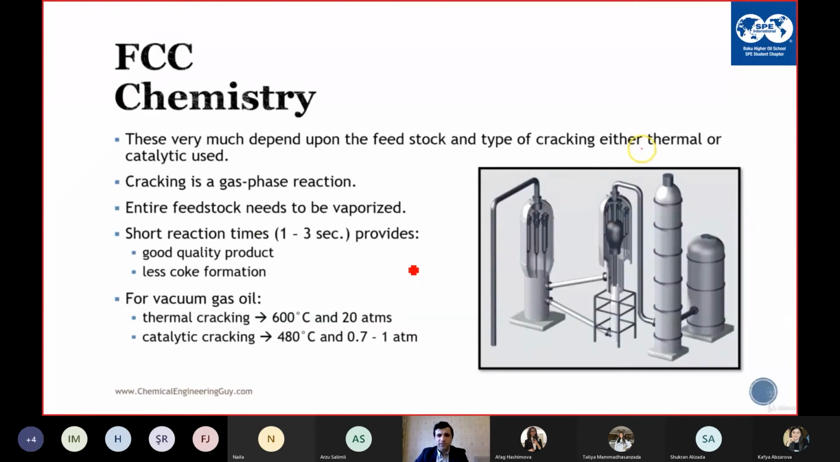The FCC chemistry. So it's a gas phase reaction, because it is still a high temperature reaction. And the residence time, what is the residence time?